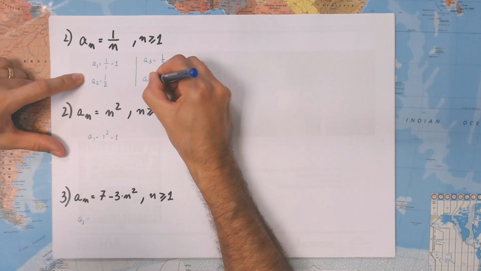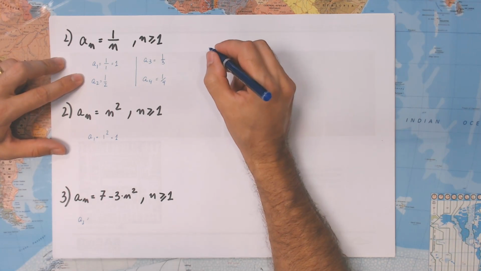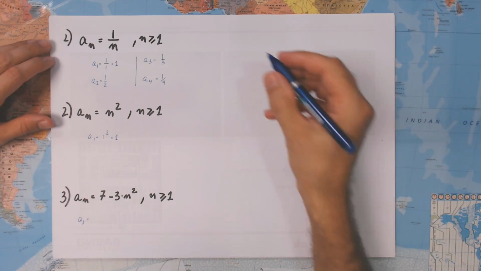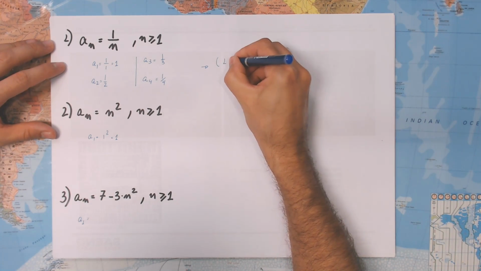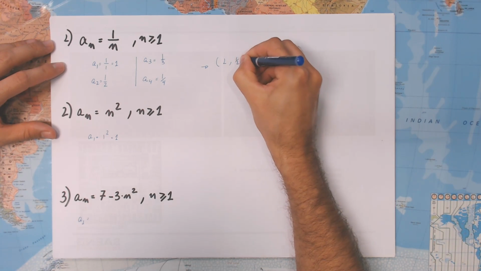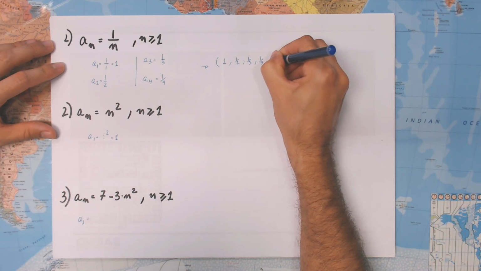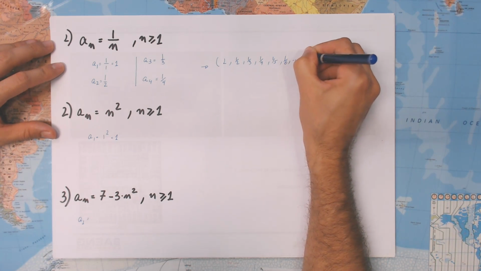Well, you got the picture, right? 1/4, and so on. So we're going to write our sequence. Let's just write our sequence in here. It is going to be 1/2, 1/3, 1/4, 1/5, 1/6, and continue. Okay?